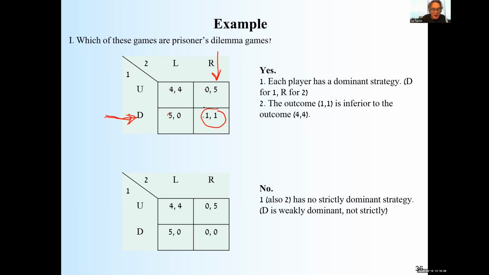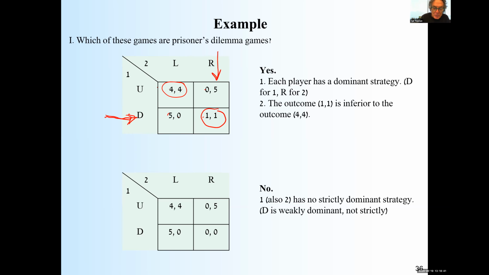So first of all, every player has a strictly dominant strategy: down for 1, right for 2. 5 is more than 4, 1 is more than 0. When they play these two dominant strategies, the outcome is 1-1. And then the question: is it inferior to one of the outcomes? Yes, it is inferior to 4-4. Therefore, the two conditions of the prisoner's dilemma game are satisfied, and therefore it is a prisoner's dilemma game.